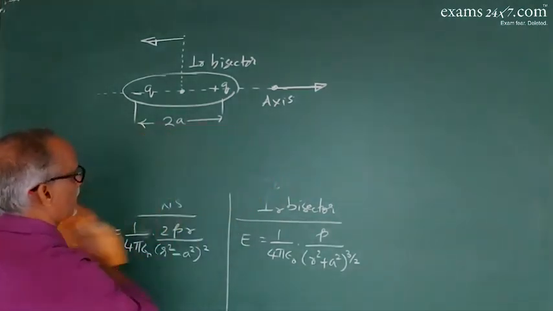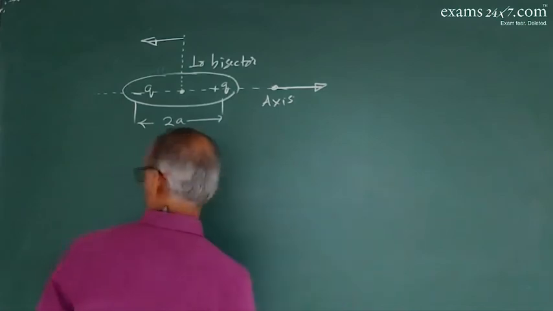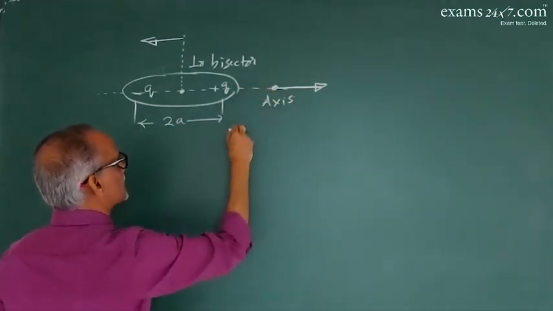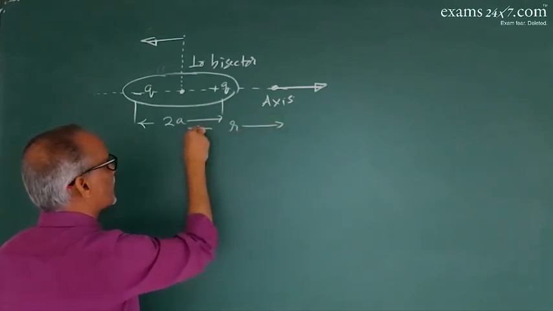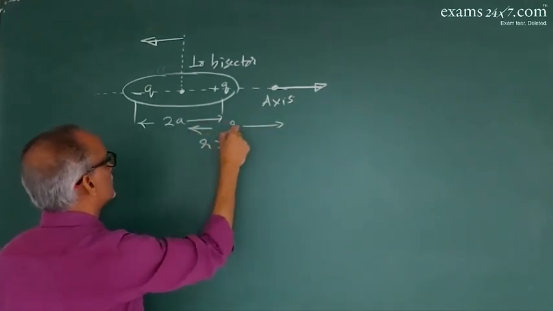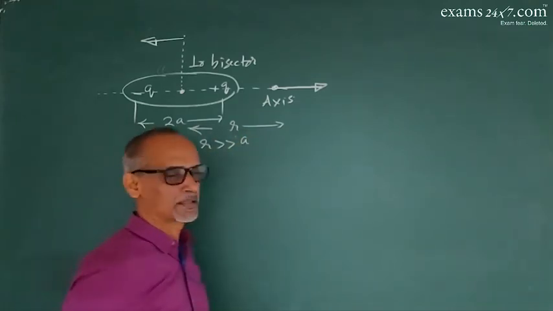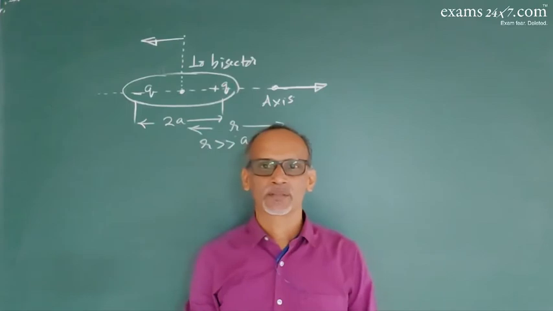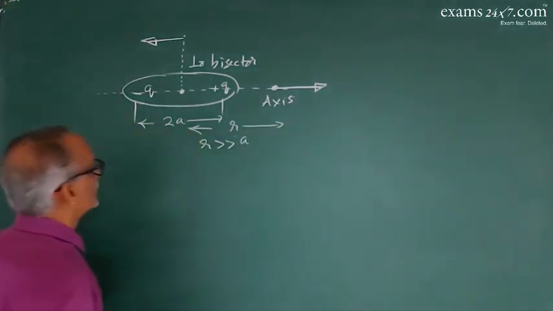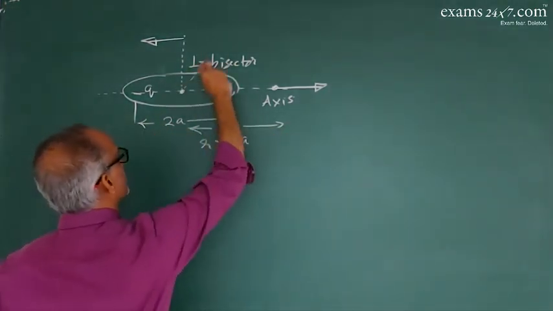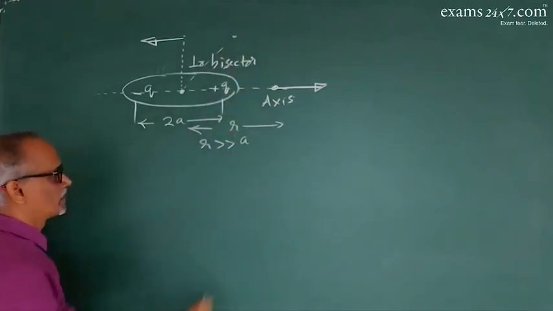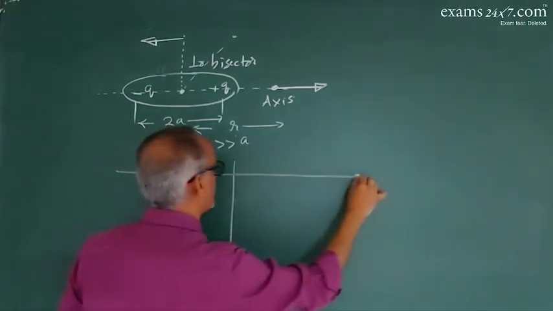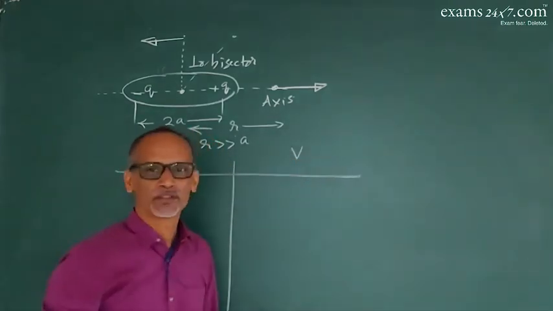If the distance taken at a point, which is normally taken as r, is much greater than the semi-dipole length, which is a, such a dipole is called a short electric dipole. At any point, what is the electric field due to a short electric dipole? What is the electric potential due to a short electric dipole?